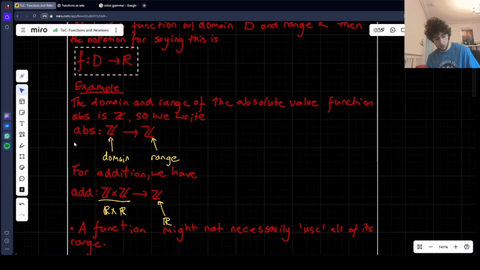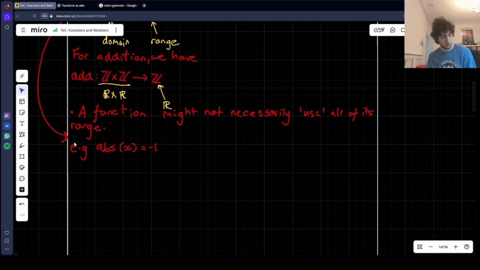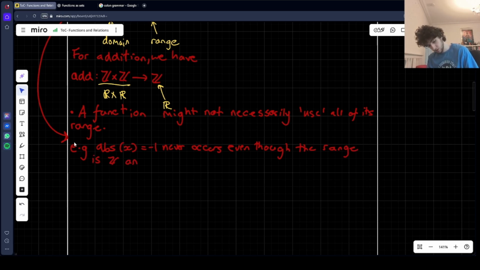So as an example, the absolute value of some input x, if I define it using this sort of domain and range up here, the absolute value of some input x equaling -1 never occurs. Even though the range is the integers and -1 is an integer. So actually, not my entire range is hit in that sense. It's not really used. But that's okay. We're just stating here that it's not necessarily always true that the range is used, okay?